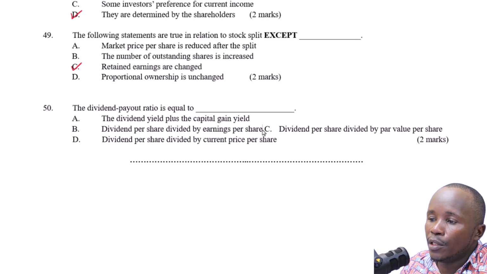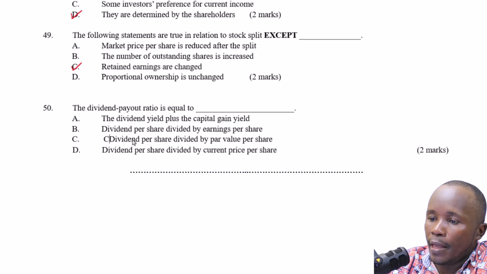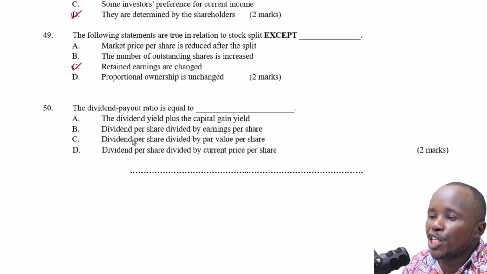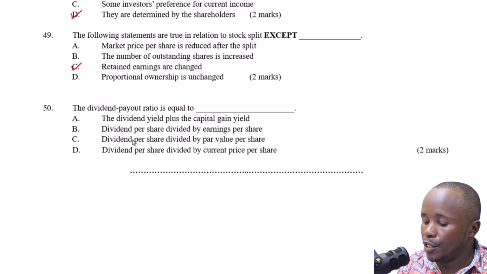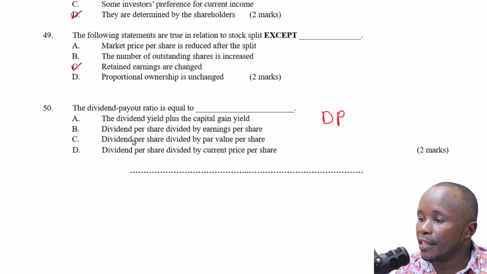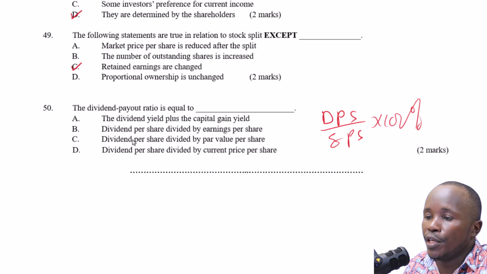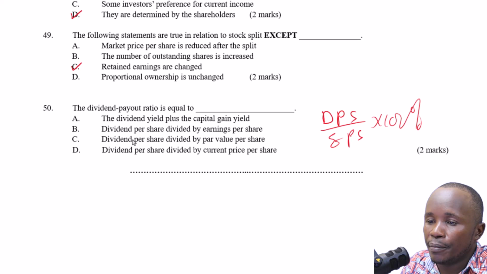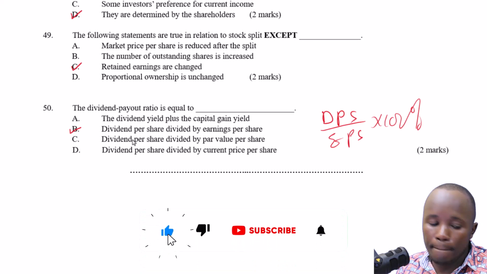And finally, you are told that the dividend payout ratio is equal to, how do we find the dividend payout ratio? It is obtained by taking the dividends per share divided by earnings per share times 100%. Therefore, the correct one is dividend per share divided by earnings per share, B. That is the correct way of finding out the dividend payout ratio.